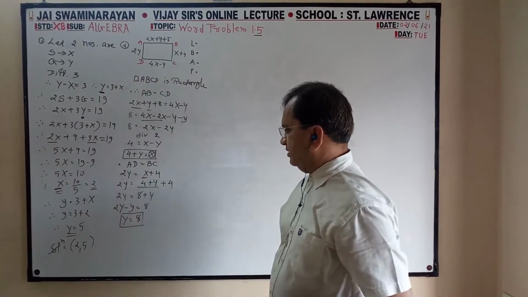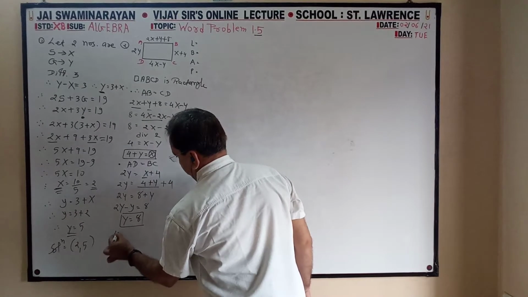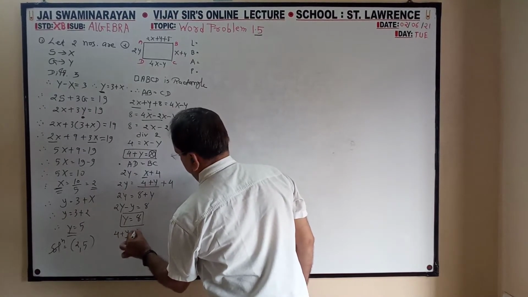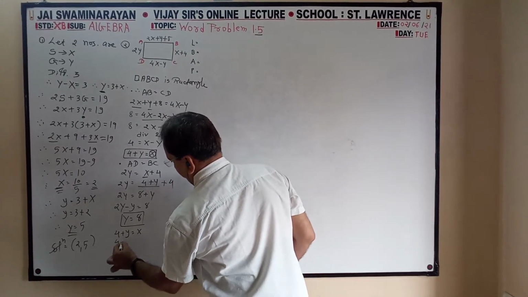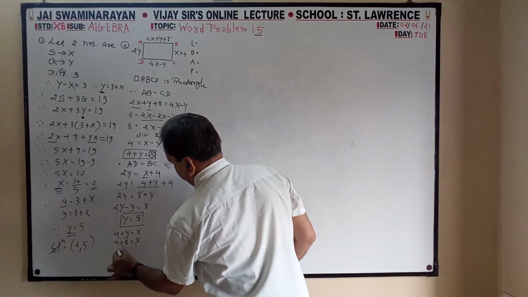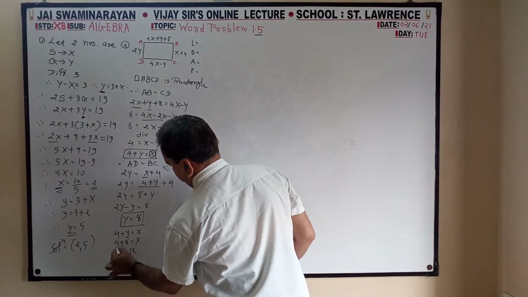Now you got y, substitute. 4 plus y is equal to x. 4 plus 8 is equal to x. So x is equal to 12.